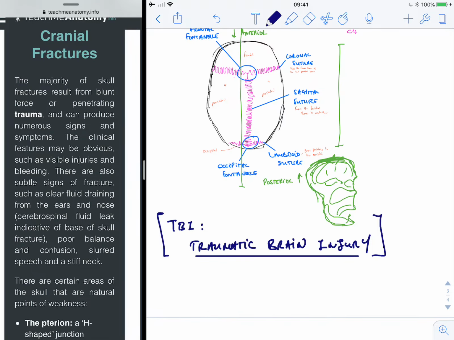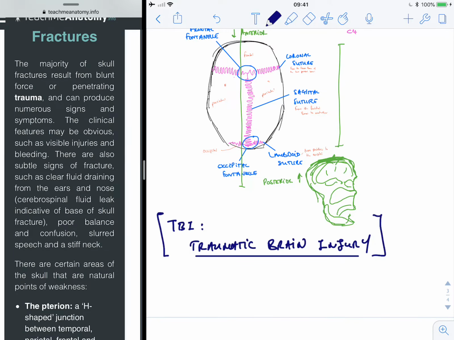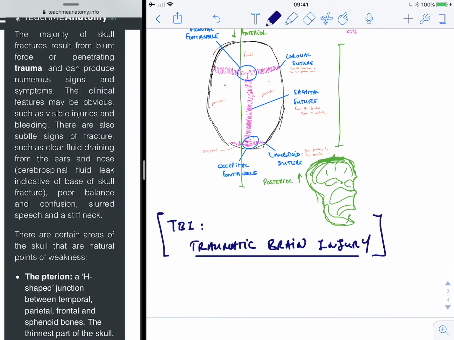Also indicative of base of skull fracture: poor balance and confusion, slurred speech and a stiff neck. Poor balance, obviously, understandable. Slurred speech and stiff neck, as we all know, people that are concussed suffer from these.